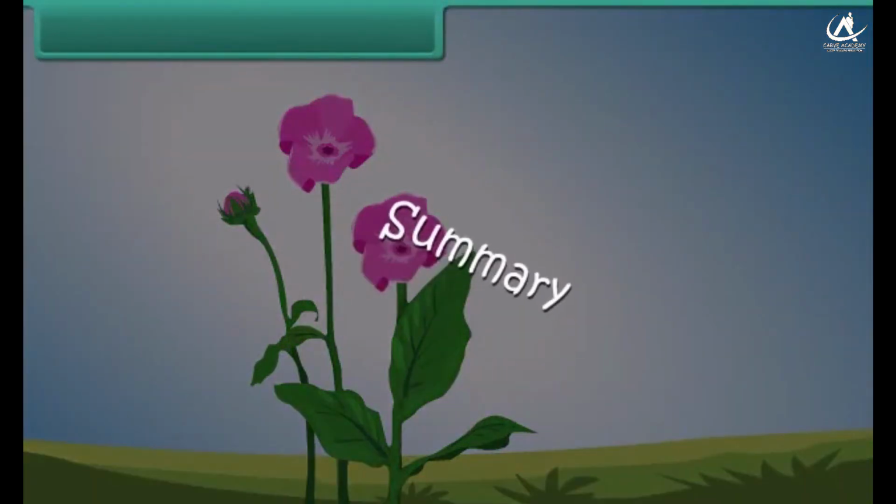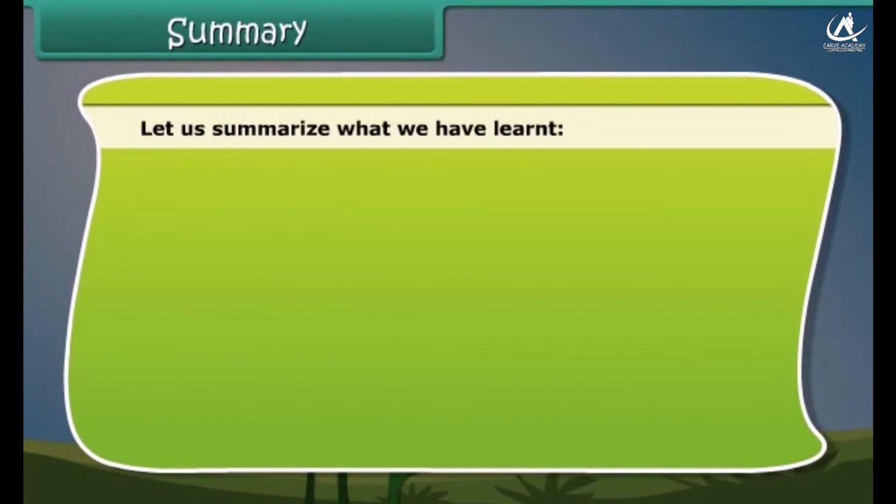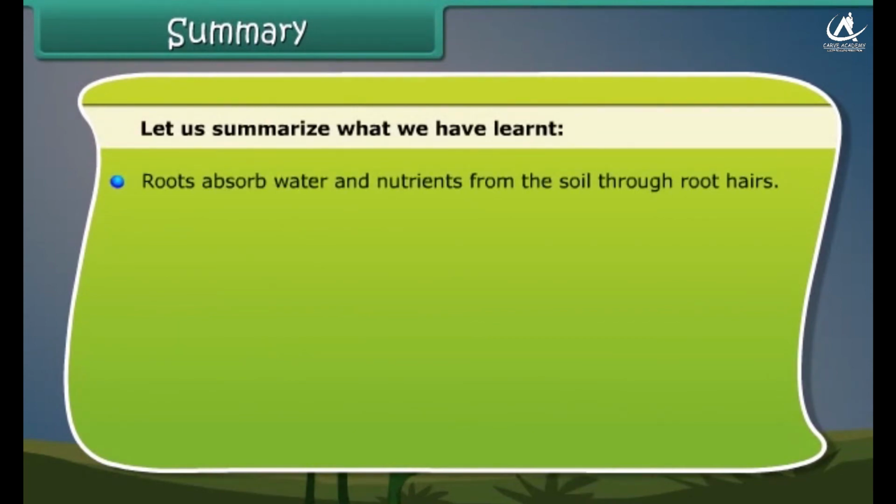Summary. Let us summarize what we have learned. Roots absorb water and nutrients from the soil through root hairs. The more the root hairs, the greater the absorption.